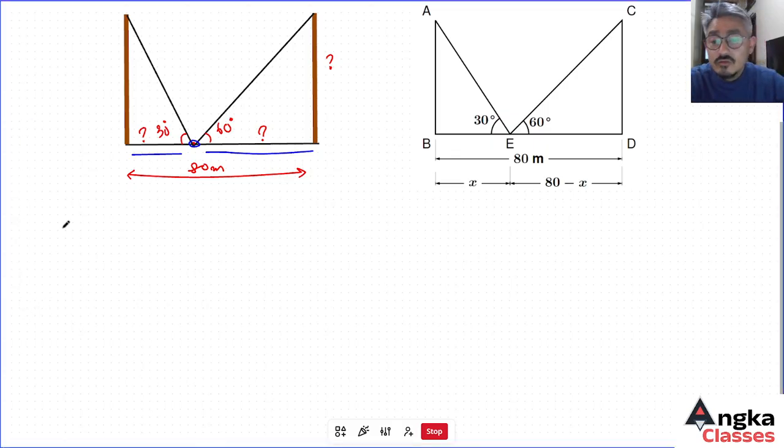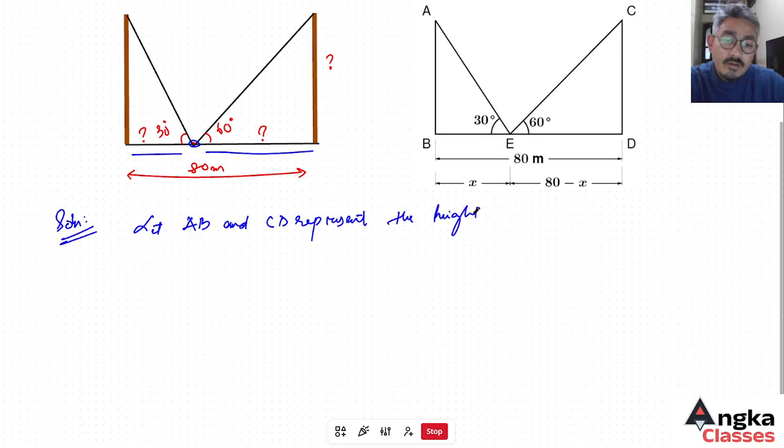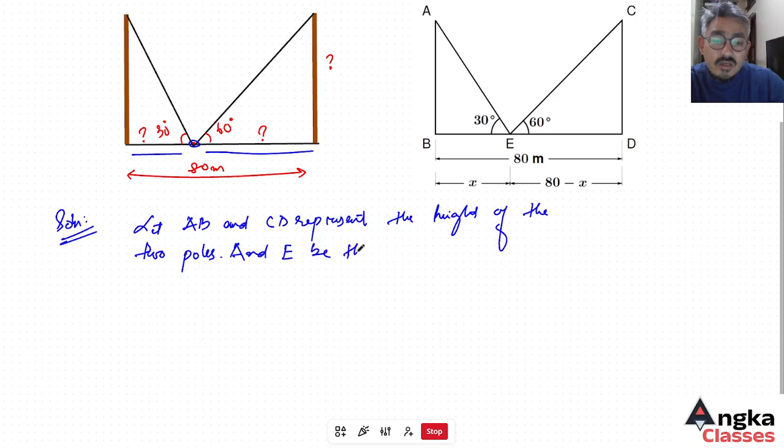Okay, so first things first, ekoina piramiba question jina piramiba potsi ekoina fazana ithopirasi. Okay, so solution. Okay, so let A B and C D represent the height of the two poles. There you go. And E, B, D point on the road. Lambi the point. Okay.